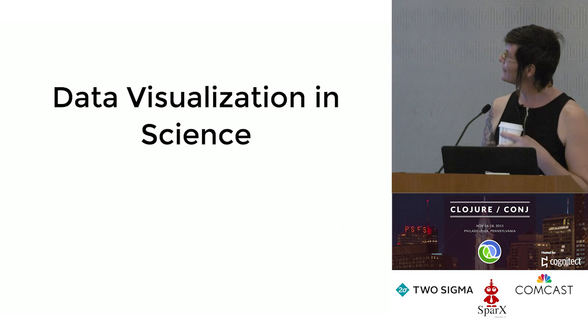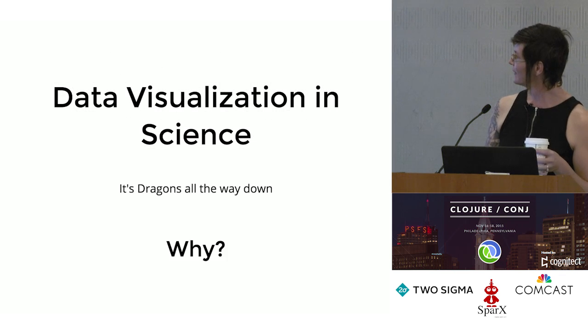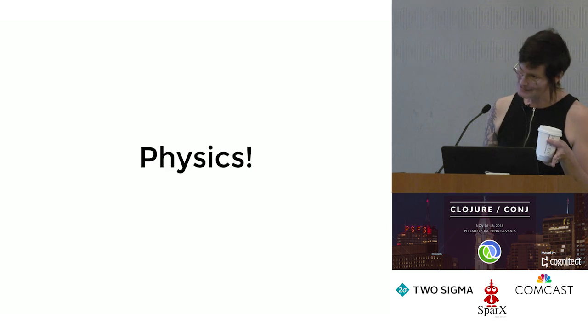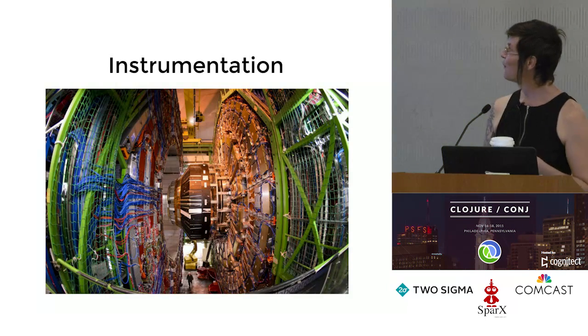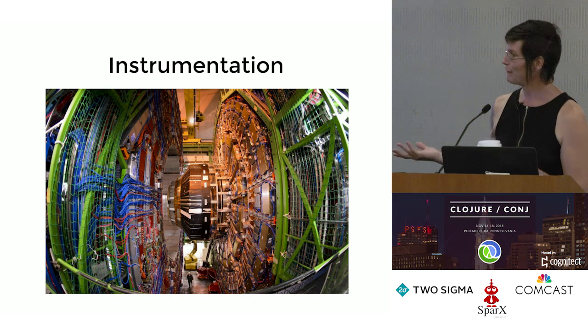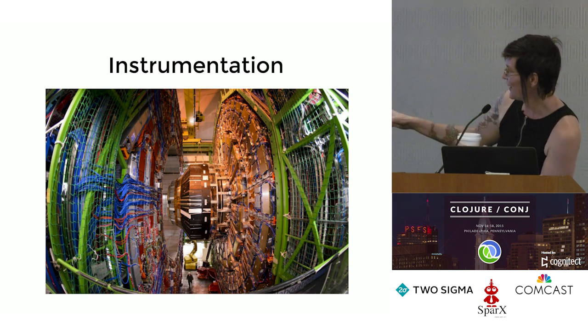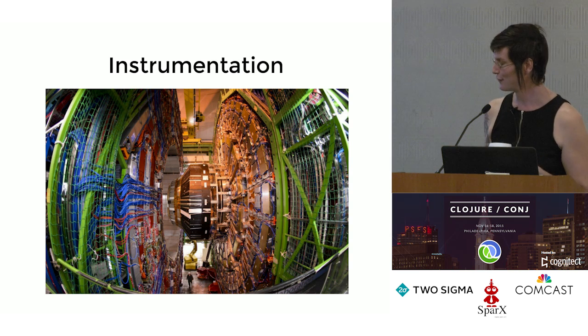Now, what about data viz in science? I argue it's dragons all the way down. Why? Because of physics. For instance, you start off with instrumentation. They're often incredibly complex. There's a tiny guy down there just for scale. That's the Large Hadron Collider.